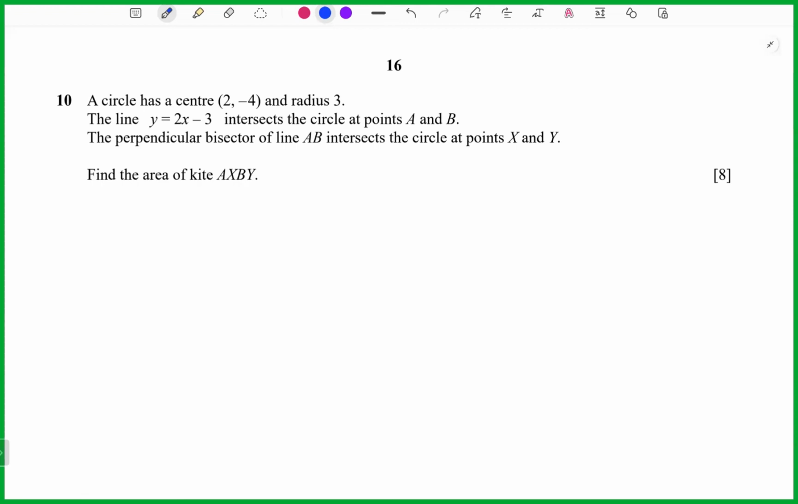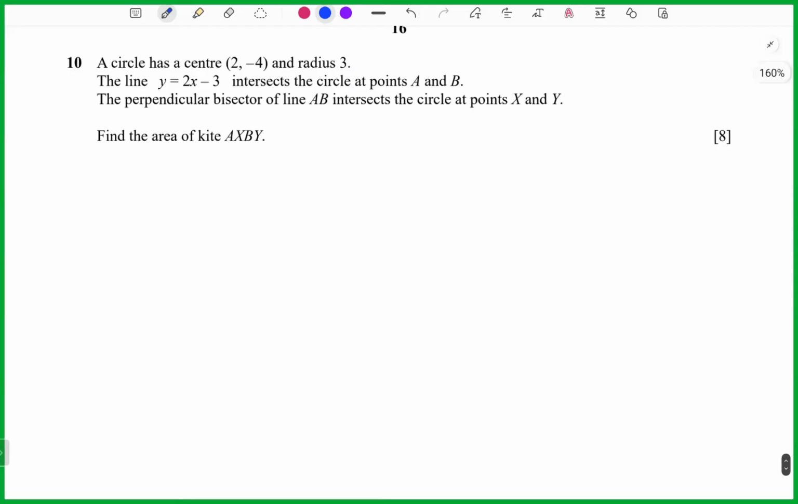So now we look at question 10. The center is (2, -4) and the radius is 3. The line y = 2x - 3 intersects the circle at the points A and B. The perpendicular bisector of the line AB intersects the circle at the points X and Y. Find the area of the triangle AXBY. This question is a new topic for IGCSE Additional Mathematics: coordinate geometry of the circle.